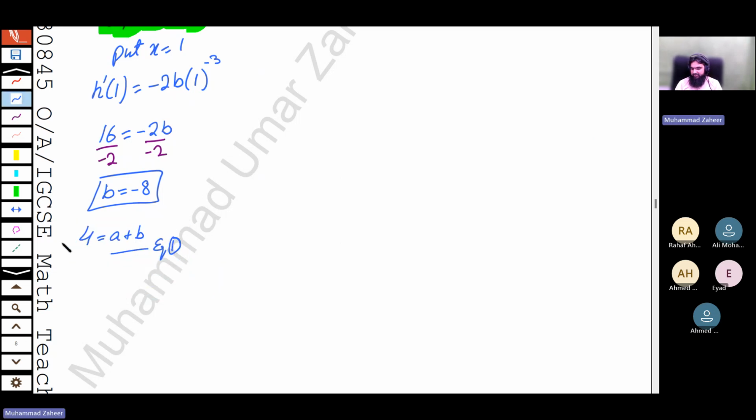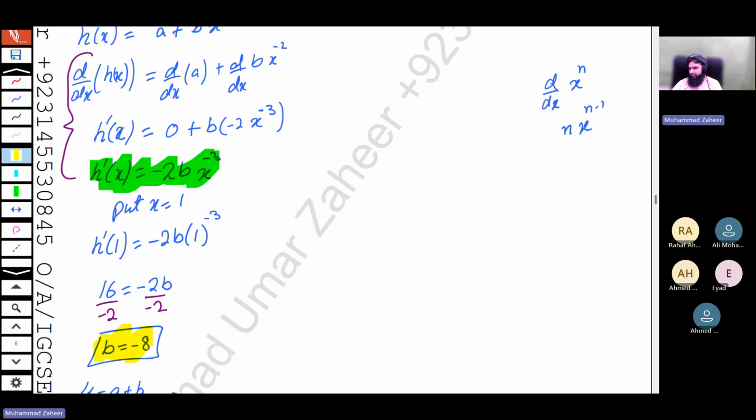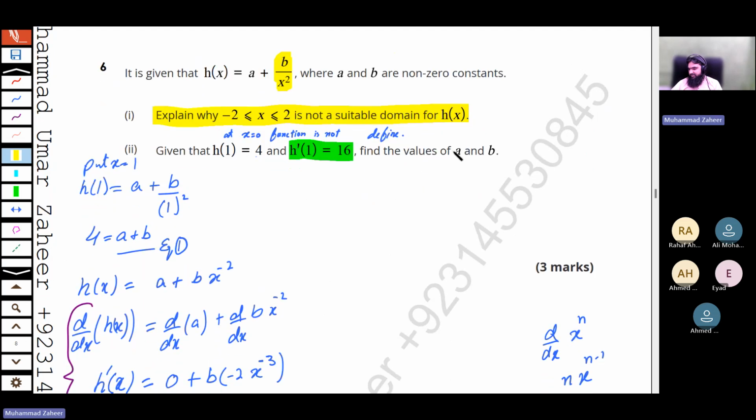Now I'm just substituting the value of b, a plus minus 8. It is minus 8. Take this value on the side, it will become plus 8. So I get a is equal to 12. So I get b is equal to minus 8 and a is equal to 12. And these are the values that I need to find.